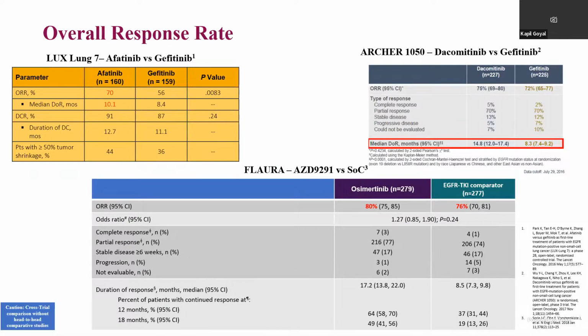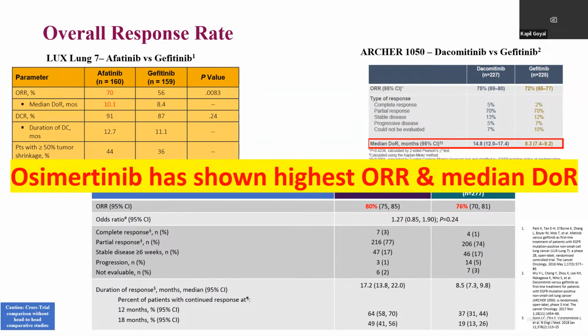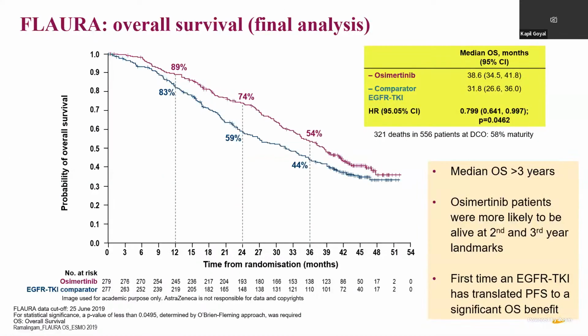If we talk about the overall response rate and the duration of response, with afatinib the ORR was 70%, which was 75% with dacomitinib in the ARCHER trial, and it was 80% with osimertinib, which was the highest. Talking about the duration of response, with afatinib it was 10 months, while it was 14.8, which is approximately 15 months, with dacomitinib, but it was 17.2 months with osimertinib. So we see that the overall response rate as well as the duration of response was highest with osimertinib, although again bearing in mind that it is a cross-trial comparison and we should not be making any definite conclusion based on this finding.